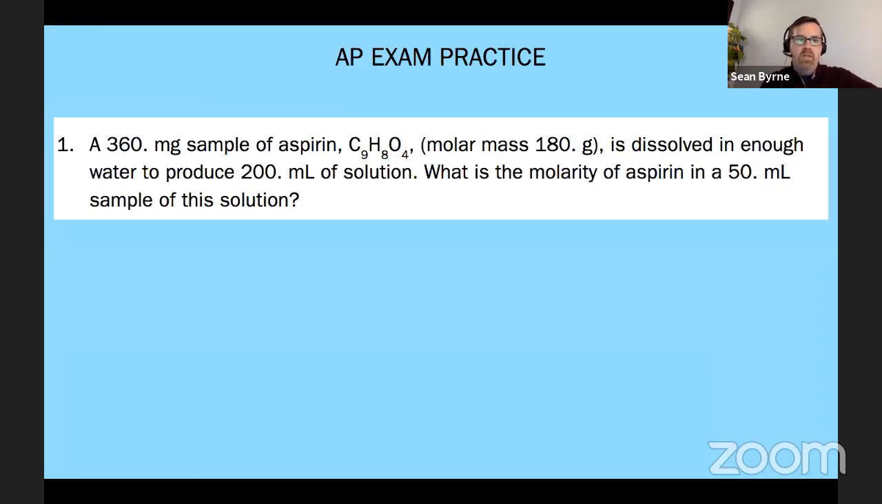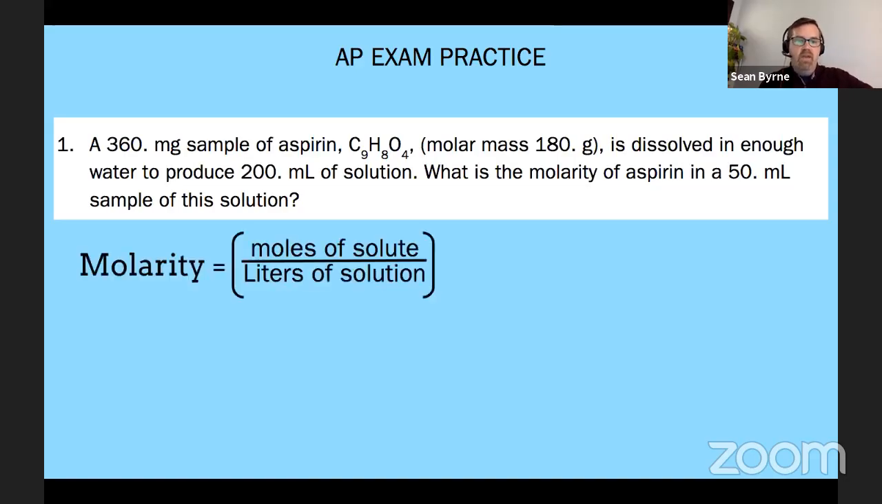Our second one had to do with aspirin that's dissolved in enough water to produce 200 milliliters of solution. So what's the molarity of aspirin in 50 milliliters of this solution? We're going to handle the first part first. Let's look at the fact that we know molarity is equal to moles of solute over liters of solution. We reviewed that yesterday.